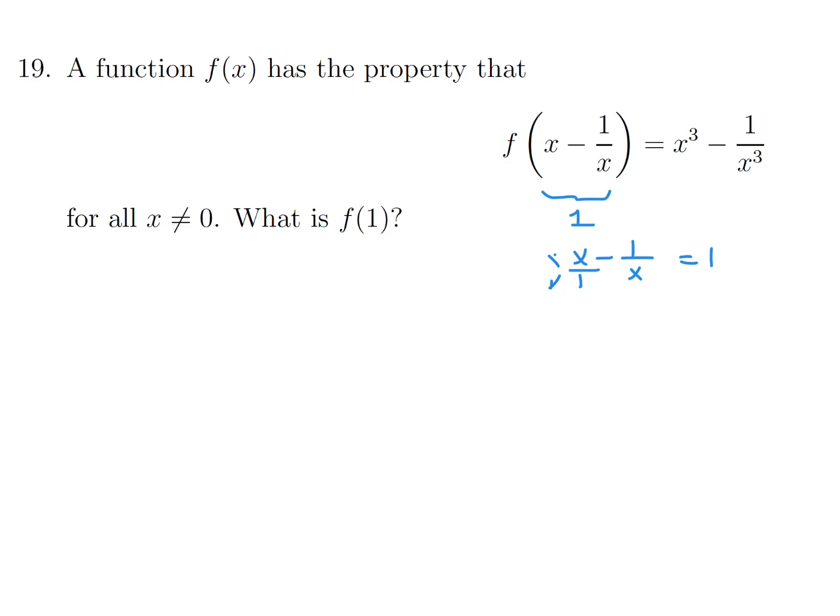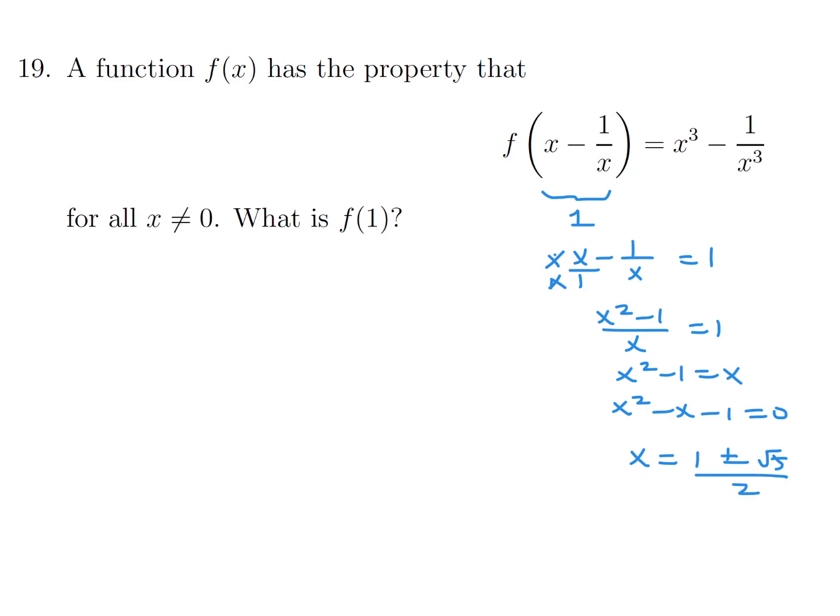Get a common denominator. x squared minus 1 over x is 1. So x squared minus 1 is equal to x. x squared minus x minus 1 is 0. Now, unfortunately, this does not factor, so I've got to use the quadratic formula. I will let you do that. I'm sure you can, and when you do, you'll get x equal to 1 plus or minus root 5 over 2. Okay? When x is equal to either 1 plus root 5 over 2 or 1 minus root 5 over 2, you will get 1 for what's in the bracket.